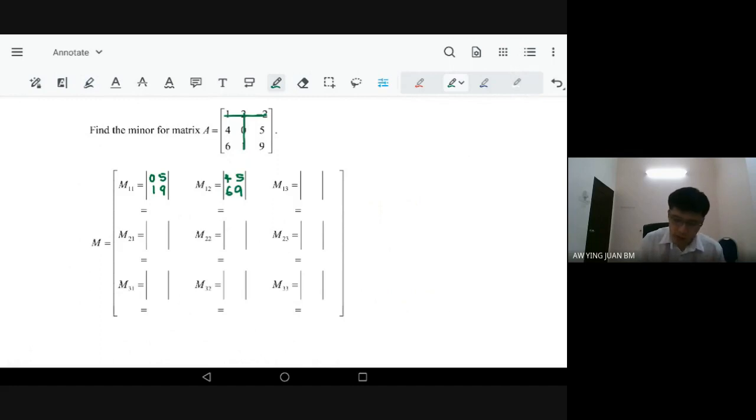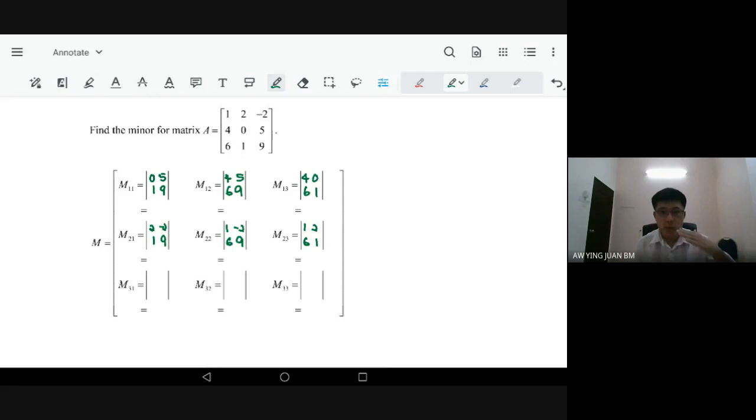Repeat the situation for the other minors. Next we have 1 and 3, so we have 4, 0, 6, 1. Keep on. Then we have 2, 1, so we have 2, -2, 1 and 9. Hopefully you can visualize. Then we have 1, -2, 6 and 9. Then we have 1, 2, 6, 1. That is the second row. Double check your answer. If no problem, keep on moving.